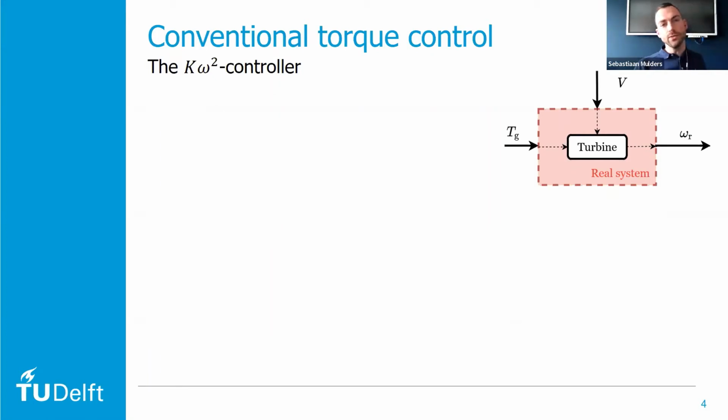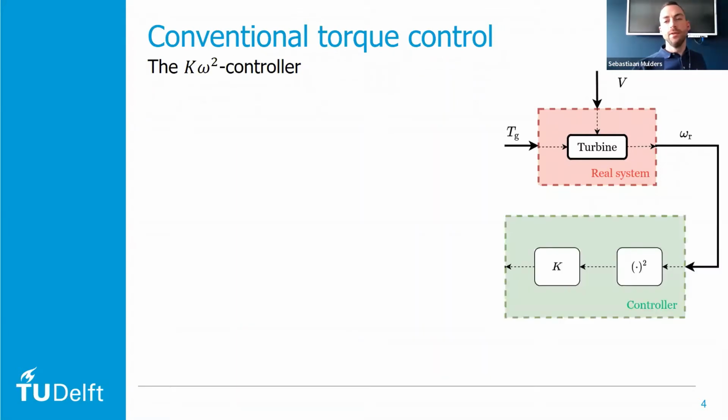So let's first review the general control structures that we normally use. First start with the K omega squared. What you see in the top right of the screen is our wind turbine, which is of course subject to an effective wind speed V. It has an input, a generated torque input TG, and an output rotor or generator speed, doesn't matter in this case, omega R. We take this measured omega R, feed that into a controller, square it, and multiply it with a certain gain K, the optimal mode gain is mostly used, and that results in our torque input.